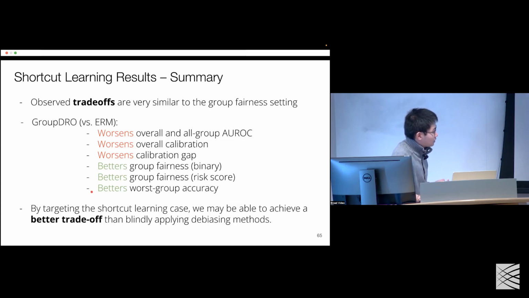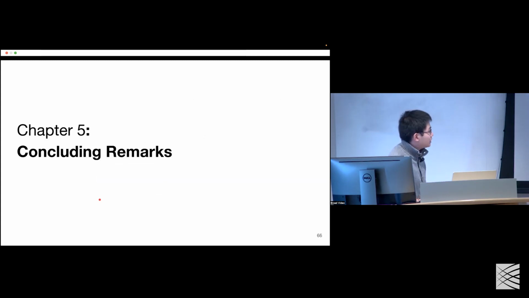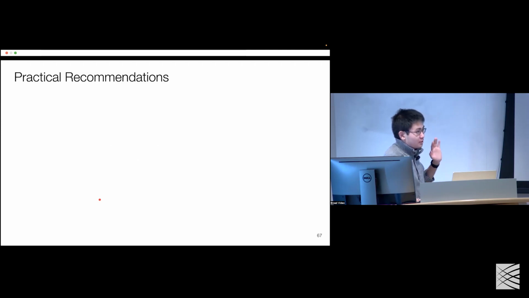Though I think by targeting this specific mechanism in shortcut learning, we may be able to achieve a better trade-off on that trade-off curve compared to the existing methods that we saw before, in terms of blindly applying these algorithmic debiasing methods. So I'll finish with a few practical suggestions for implementing fairness in the clinical setting.